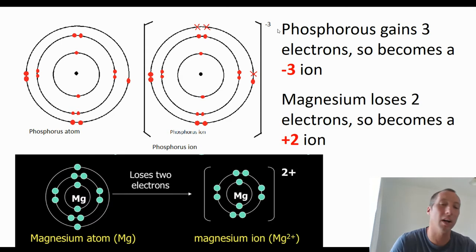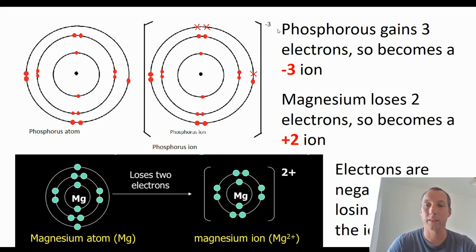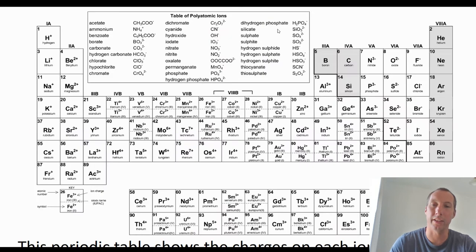And we could have all kinds of different examples of this. We've got magnesium at the bottom. Magnesium has 2 electrons in its outer shell. It will lose them both to become a full outer shell, which is what all of these atoms want to do. And then it has a +2 charge. Okay. So remember, electrons are negative. If you lose them, that makes you positive. If you gain them, that makes you negative.